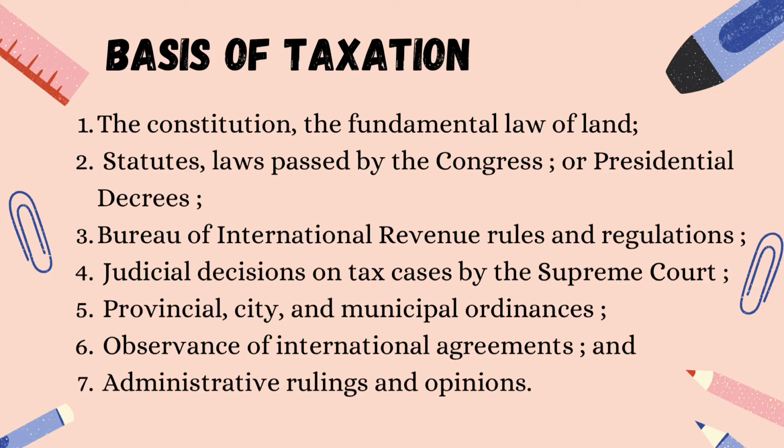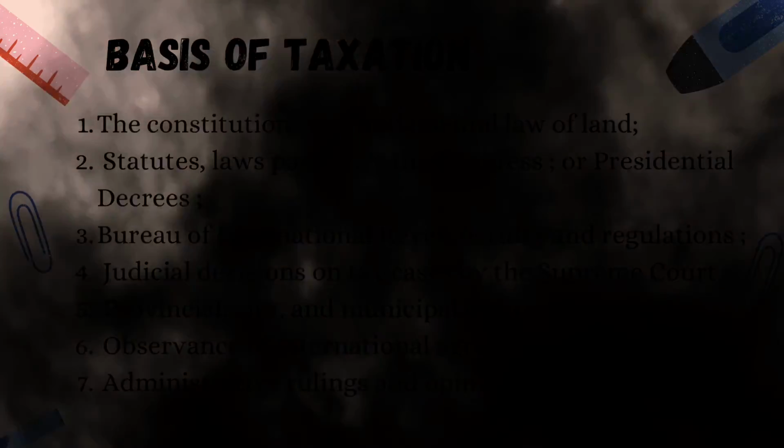Next part is the basis of taxation. Number 1, the Constitution, the fundamental law of the land. Number 2, statutes, laws passed by the Congress or presidential decrees. Number 3, Bureau of Internal Revenue rules and regulations. Number 4, judicial decisions on tax cases by the Supreme Court. Number 5, provincial, city, and municipal ordinances. Number 6, observance of international agreements. And lastly, number 7, administrative rulings and opinions.